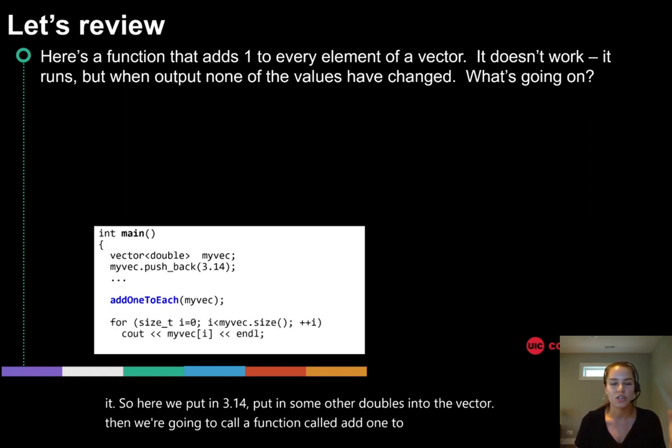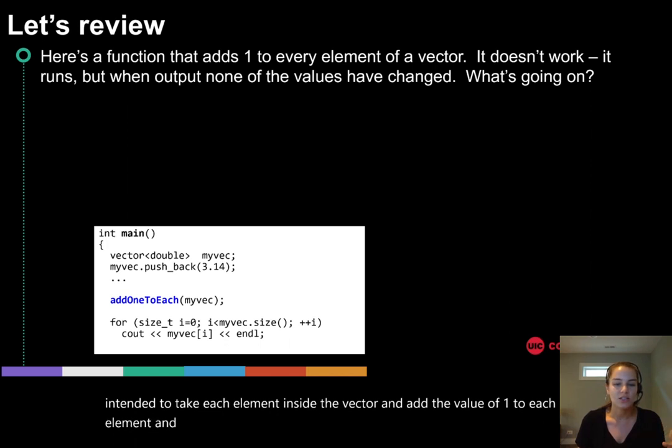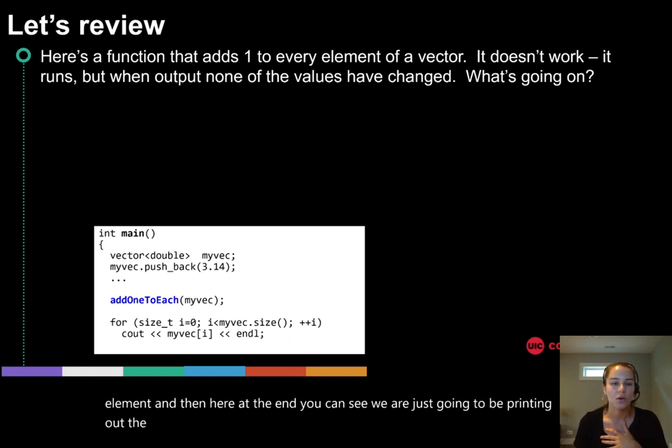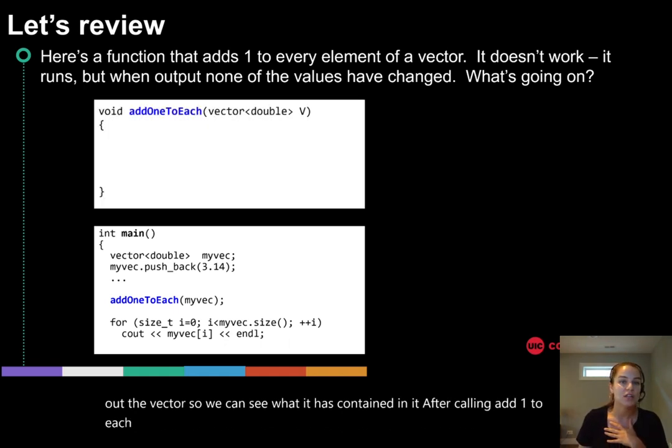So this function is just intended to take each element inside the vector and add the value of 1 to each element. And then here at the end you can see we are just going to be printing out the vector so we can see what it has contained in it after calling add one to each. What does add one to each look like?